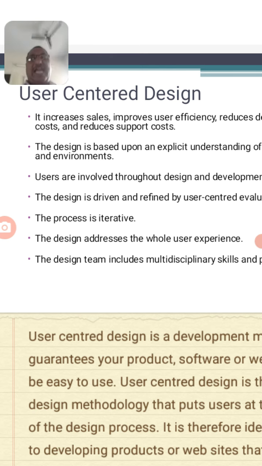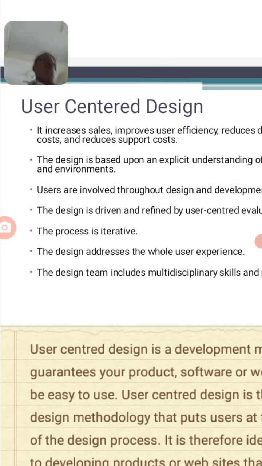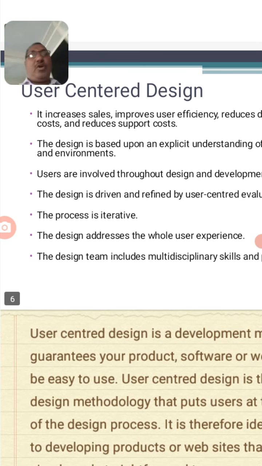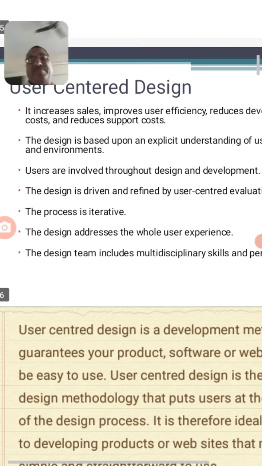Next one is the design addresses the whole user experience. Our design is centered upon the user. So the whole user experience we will utilize, we will reflect into our product.